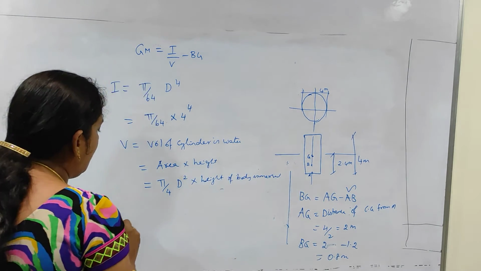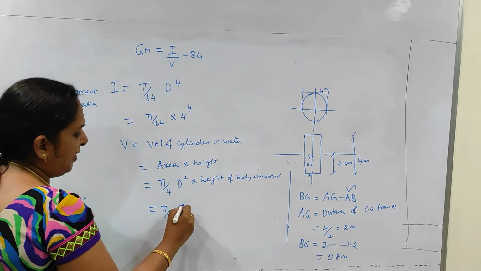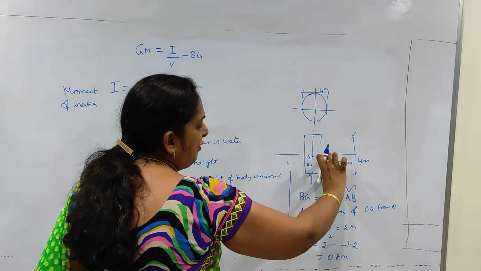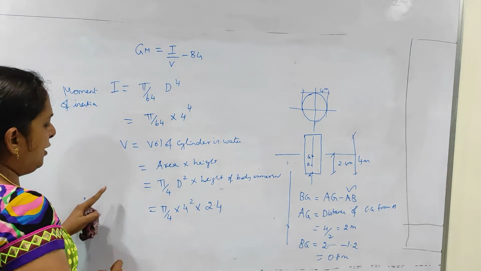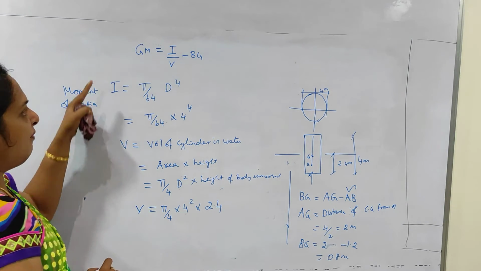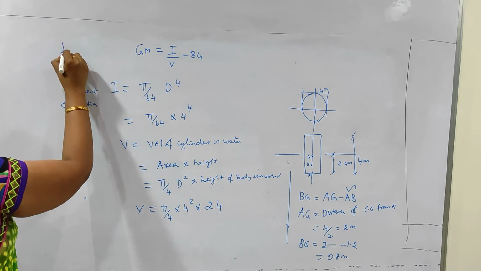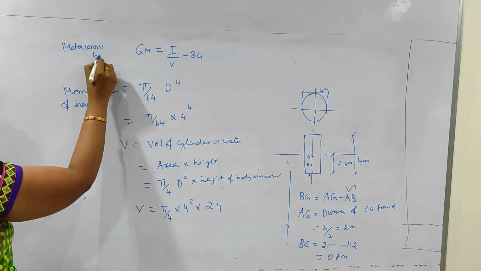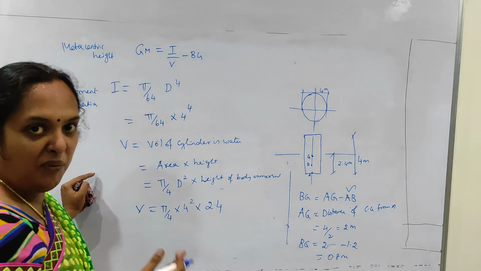Now what happens here? I know pi by 4 D square is your diameter square, so 4 square, and the height of the body immersed. How much is the height of the body that is immersed? It is 2.4 meters. Okay, so I have the volume. So how will I calculate my GM? GM is my metacentric height. So metacentric height will be equal to I by V minus BG. This is what we have derived.